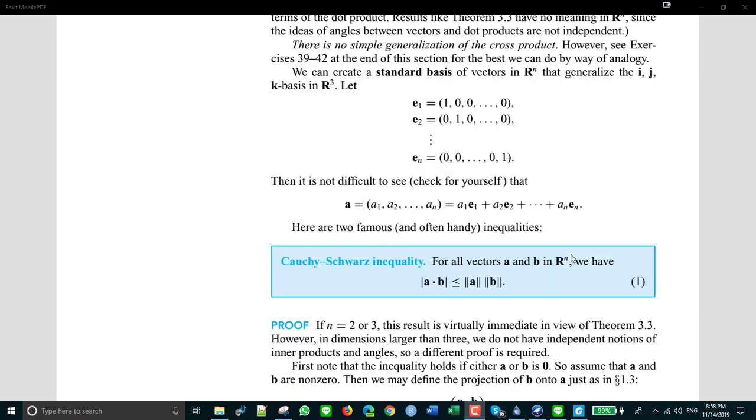Okay, let's go on. So here are two famous and often handy inequalities. This one is called the Cauchy-Schwarz inequality. It's talking about a dot b and the absolute value of that. Remember, a dot b is a number, so the absolute value of a number is less than or equal to the norm of a times the norm of b. So it's putting some kind of bounds on the magnitude of a dot product. The magnitude of the dot product is never going to be bigger than this times this. It could be smaller, never bigger.